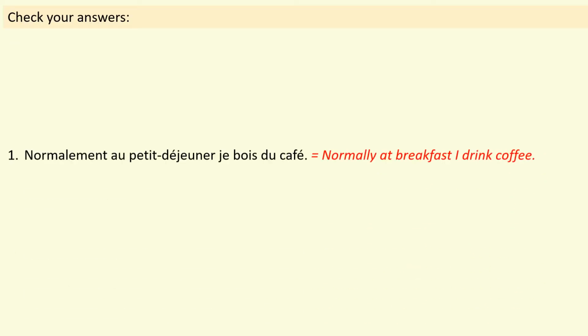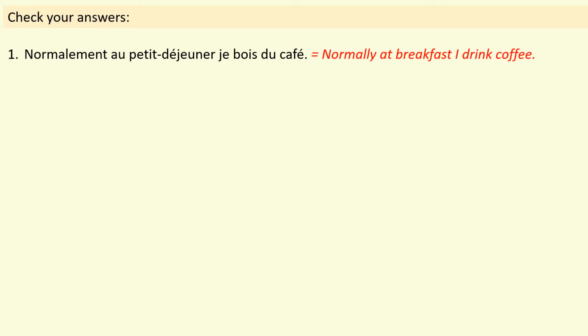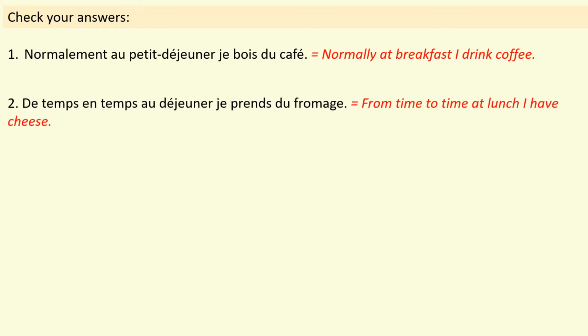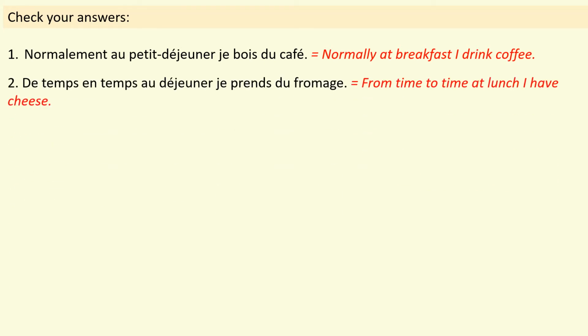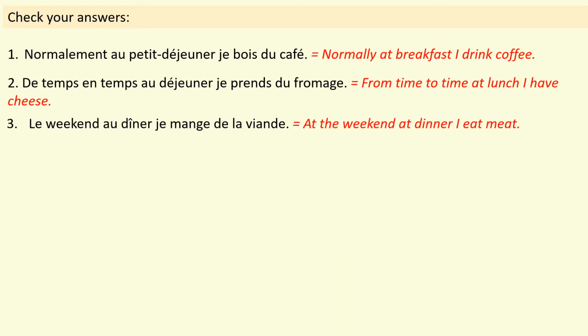Let's check those answers. Normalement au petit déjeuner, je bois du café. So that's normally at breakfast, I drink coffee. So that's breakfast, it's the first meal of the day, so that should be sentence number 1. 2. De temps en temps au déjeuner, je prends du fromage. From time to time at lunch, I have cheese. As that's lunchtime, that's the second meal of the day, that should go number 2. And 3. Le week-end au dîner, je mange de la viande. At the weekend at dinner, I eat meat. So because that's dinner time, it's your third meal of the day, that goes third.